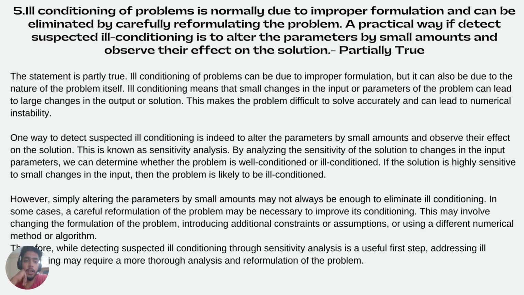Yeah. Conditioning of problems is normally due to improper formulation and can be eliminated by carefully reformulating the problem. A practical way to detect suspected ill conditioning is to alter the parameters by small amounts and observe their effect on the solution. I would say the statement is partially true, because ill conditioning of problems due to improper formulation can also be due to the nature of problem itself. Ill conditioning means that small changes in input or parameter of the problem can lead to large changes in output or solution.